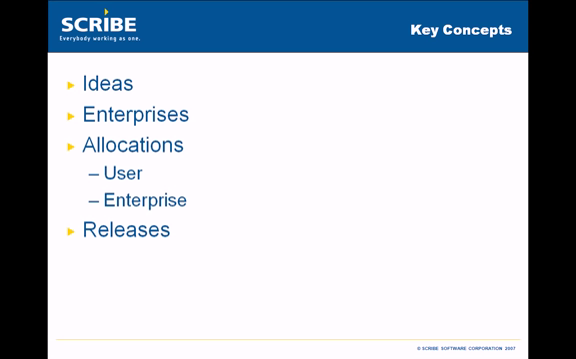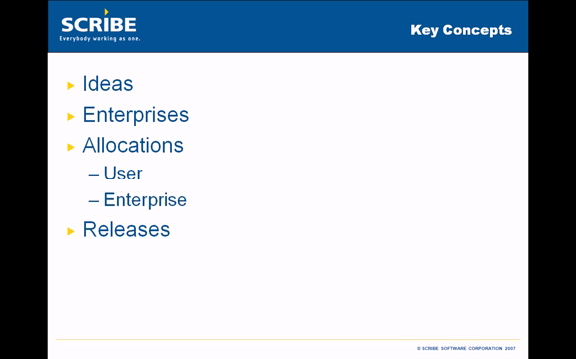An allocation is an authorization to vote. For example, if you have an allocation for 10 units, that would entitle you to vote up to 10 times. There are two types of allocations. There are user allocations and enterprise allocations. A user allocation is tied to a specific named user in the system and entitles only that specific user to vote, whereas an enterprise allocation is associated to an enterprise in the system, and any user belonging to that enterprise is authorized to use those allocations to vote.